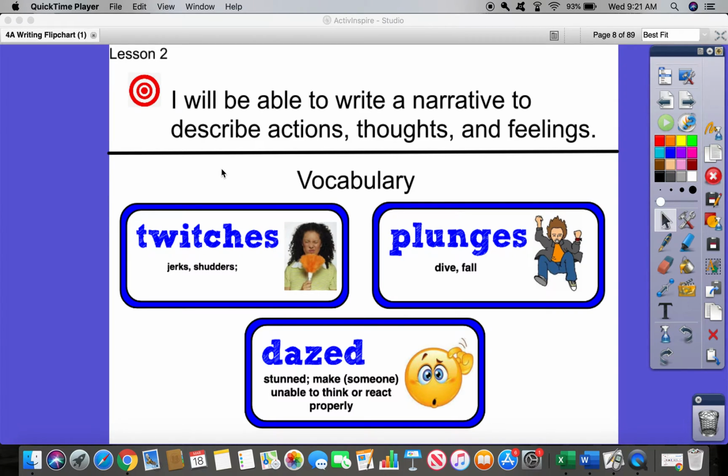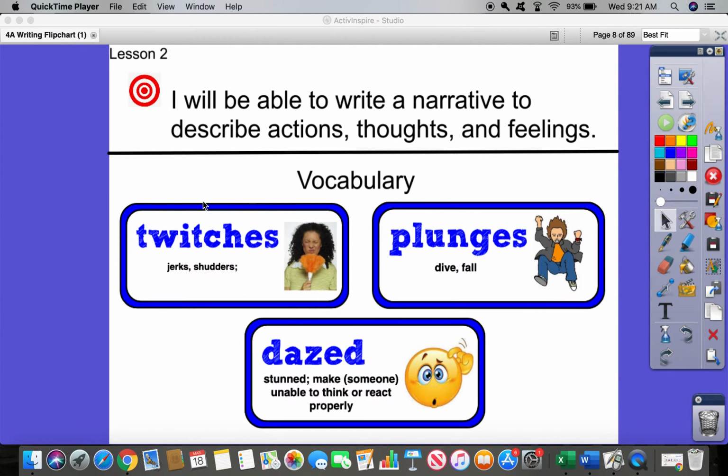Today we're going to continue with lesson 2 with unit 4, module A. So if we look at our lesson objective, it says, I will be able to write a narrative to describe actions, thoughts, and feelings. So some of the vocabulary words you're going to see in The Earth Dragon Awakes is the word twitches.